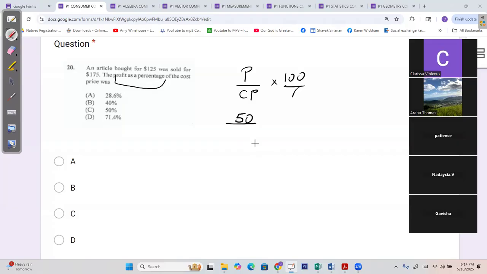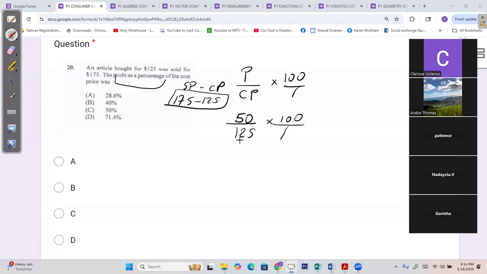God said 125. What else do you choose? Because this is the part where everybody makes the mistake. So you're going to put the 50 over the 125. And if you didn't know where I got 50 from, 50 came from 175 minus 125. That's the SP minus the CP, which is how we find the profit. So that's 125 times 100 over 1.